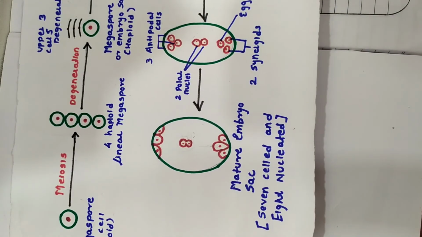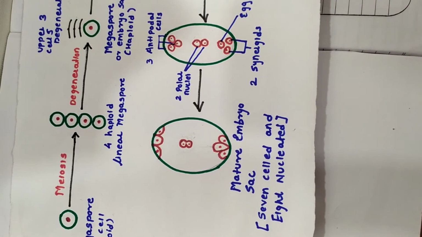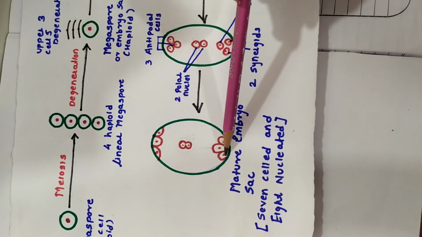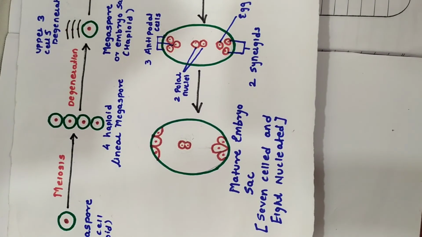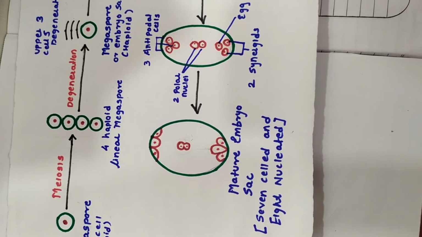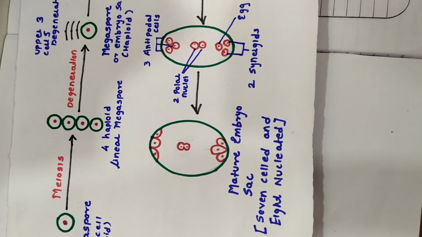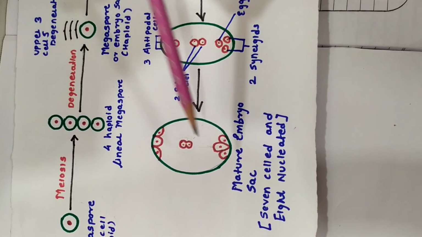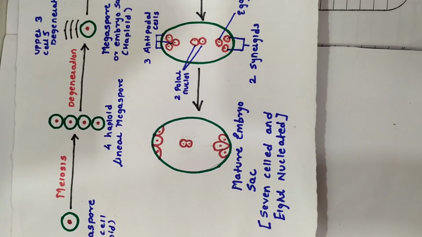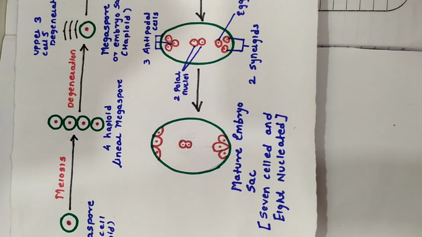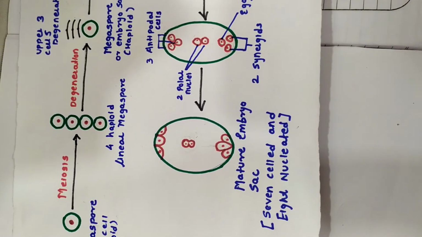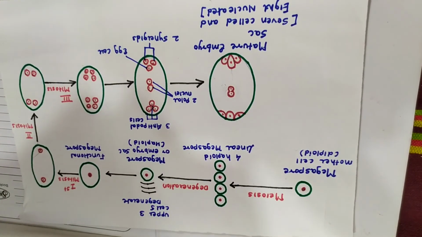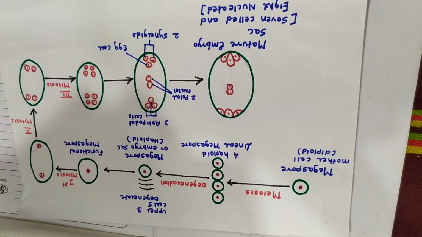Now what are the synergids? Synergids are also haploid in nature, and inside the synergids there is the filiform apparatus, which attracts the pollen tube for fertilization. The egg cell and synergids together are called the egg apparatus. So this is the development of the female gametophyte. You can draw this diagram and note down the answer in brief.